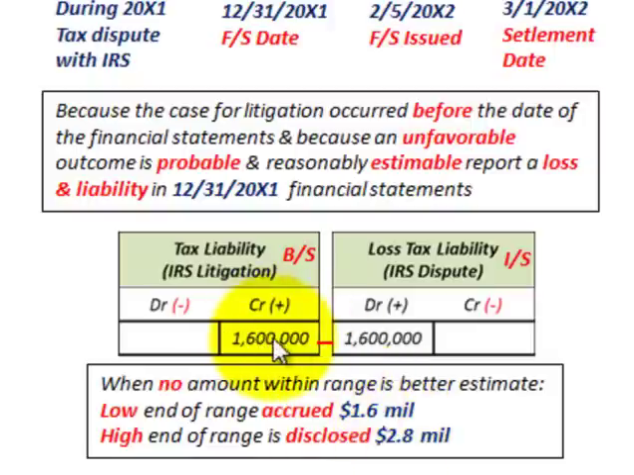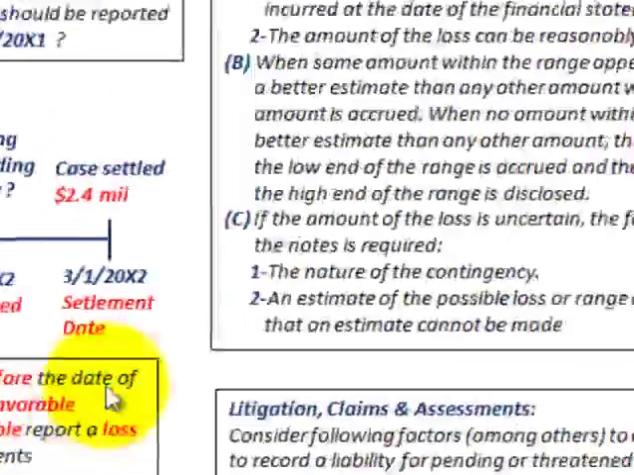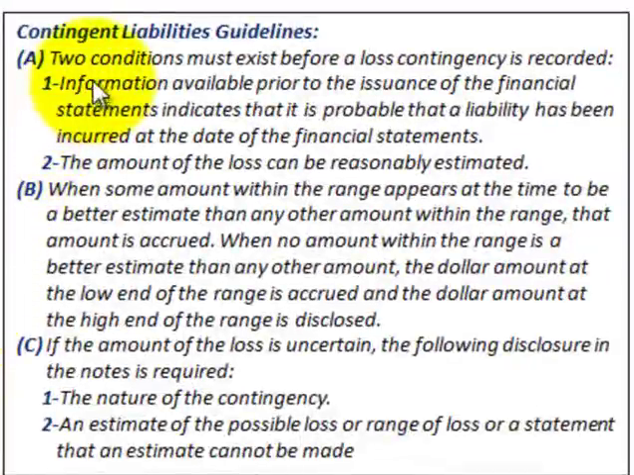So we accrue it on the low end of the range, and we disclose it on our financial statements at the high end of the range, because we didn't have any better estimate than that $1.6 million to $2.8 million on this tax loss, and it was probable. So let's go over our guidelines now. These are our contingent liability guidelines.